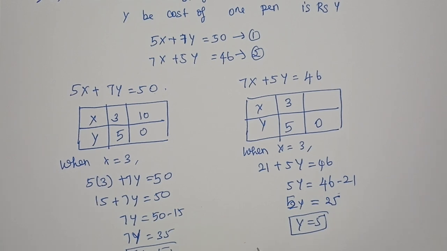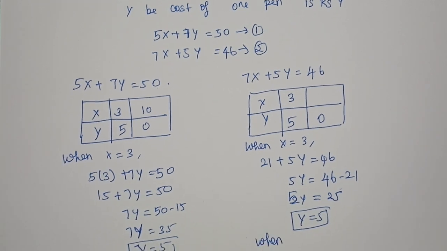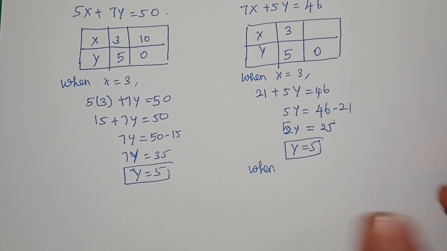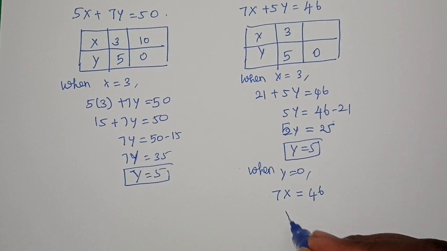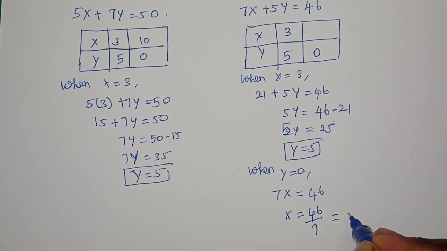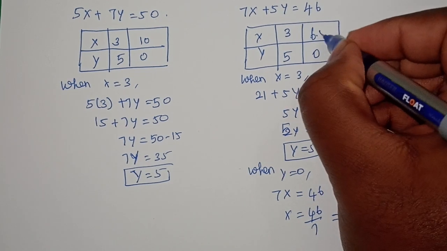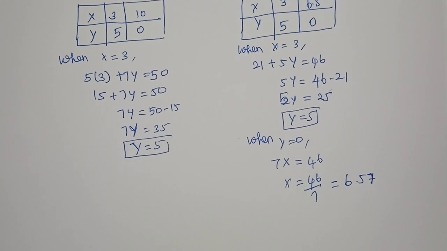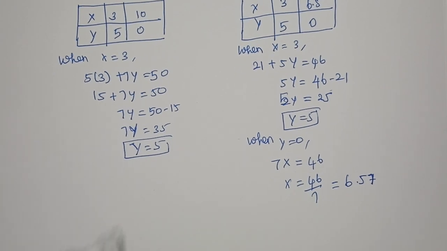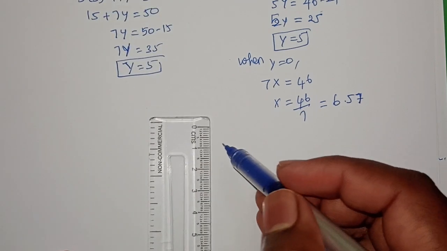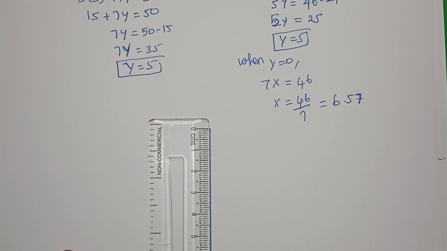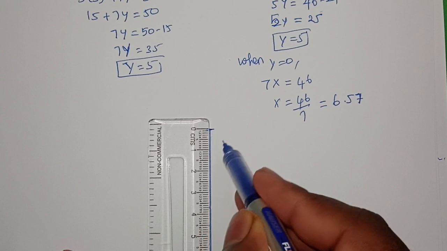Then what happens when y is equal to 0? 7x is equal to 46, x is equal to 46 by 7, which is equal to 6.57. Let's take 6.5. Okay, then we need to draw the graph. It is also a very easy sum. From the y point of view, we need only small values.